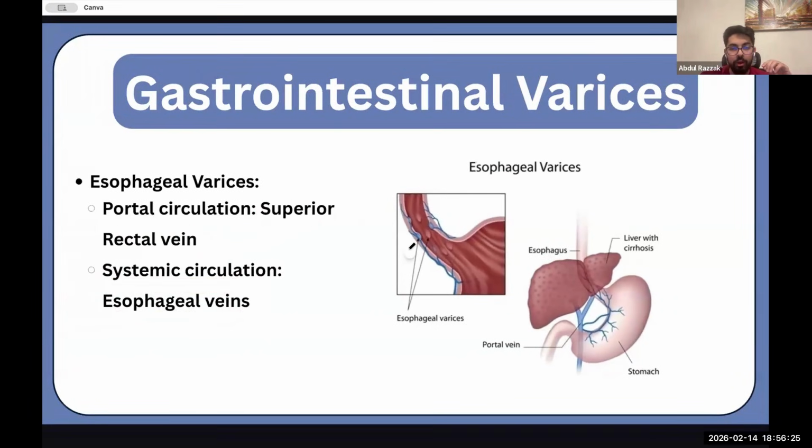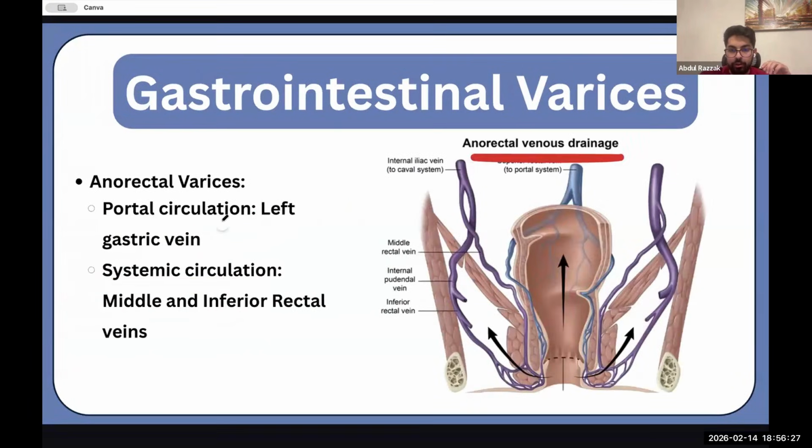What about anorectal varices? This was supposed to be from the previous one. I think I confused some of them. Basically, from the portal circulation, this is going to be your superior rectal vein. Anorectal varices, superior part: the portal circulation is the superior rectal vein. However, the systemic circulation is the middle and inferior rectal veins.